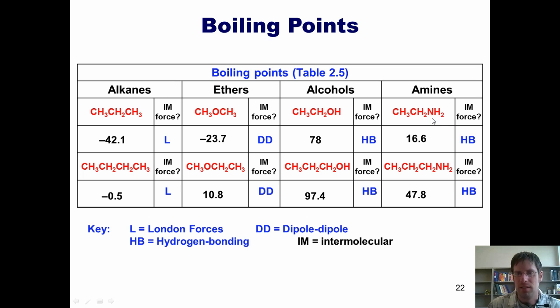But why is hydrogen bonding on a nitrogen not as strong as hydrogen bonding on an oxygen? The answer is because nitrogen is less electronegative than oxygen. As a result, the difference in electronegativity between these hydrogens and this nitrogen is less. So there's less of a partial positive and partial negative charge in these amines than there are in these alcohols. I hope that makes sense to you guys. This is a great table to help illustrate the differences in these intermolecular forces.